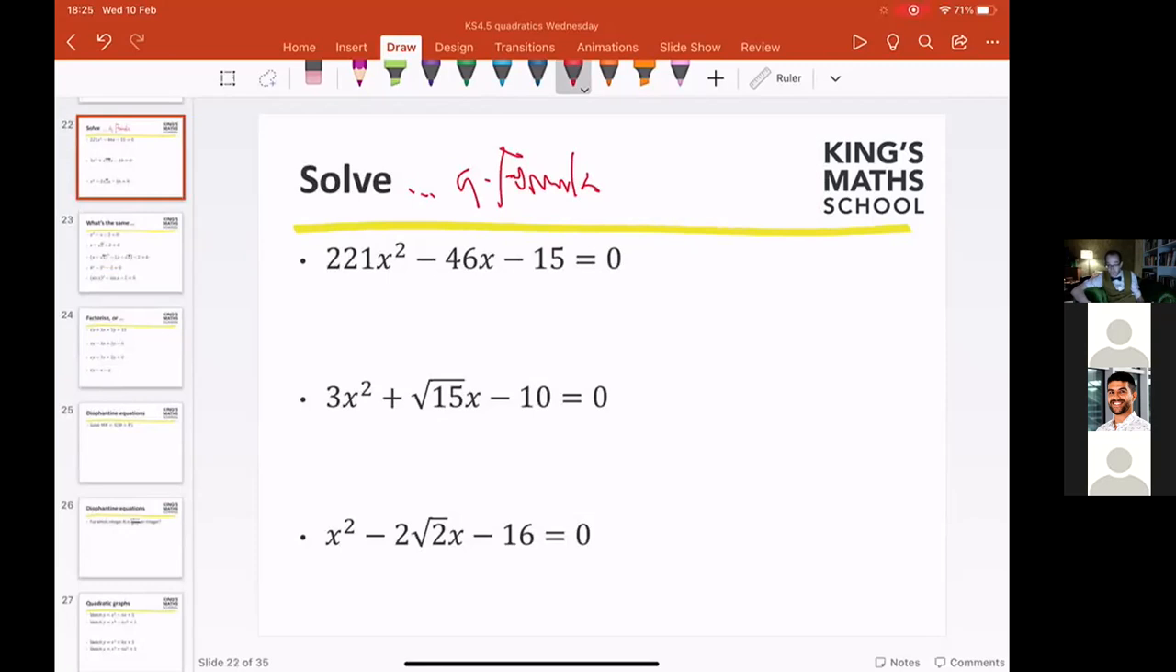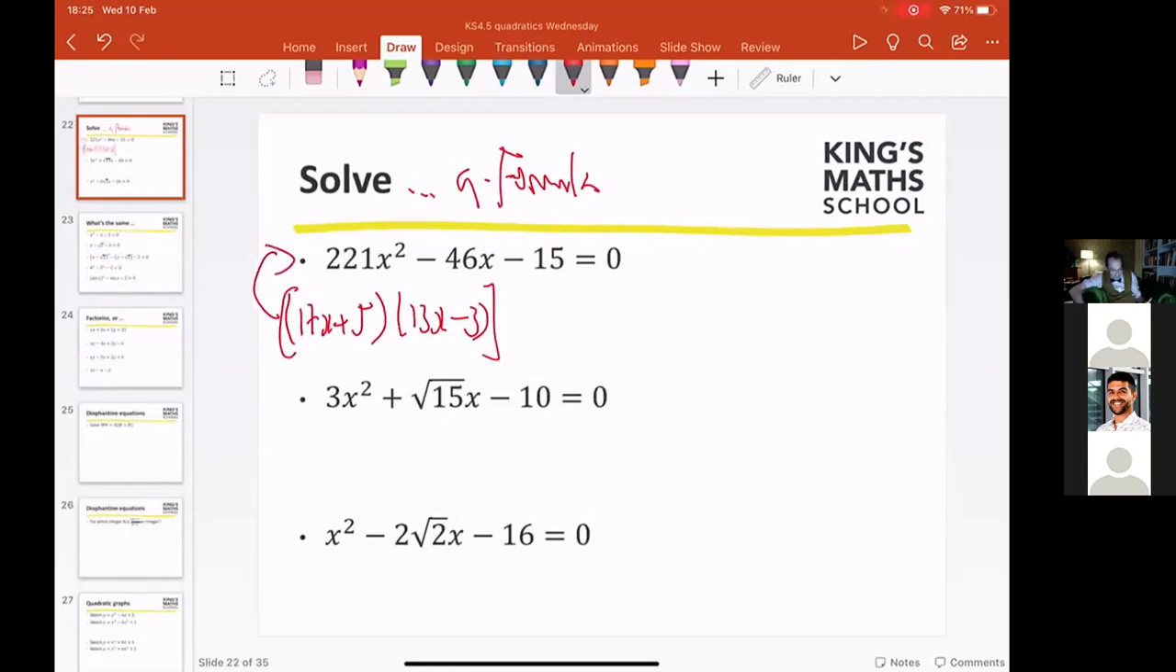So this one, I obviously built it backwards. I started off with my factorization, which by the way is 17x plus 5, 13x take away 3. So I wrote that down, expanded the brackets, and then obviously just gave them the finished product. That's why it's really easy to come up with nice factorizations.